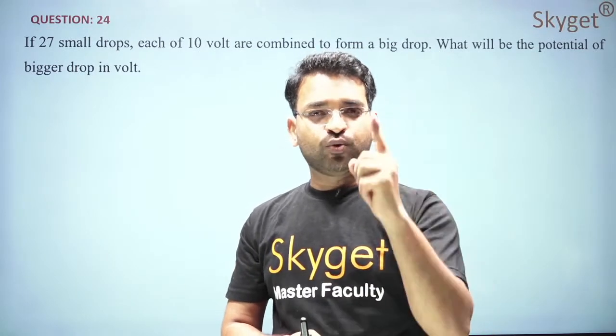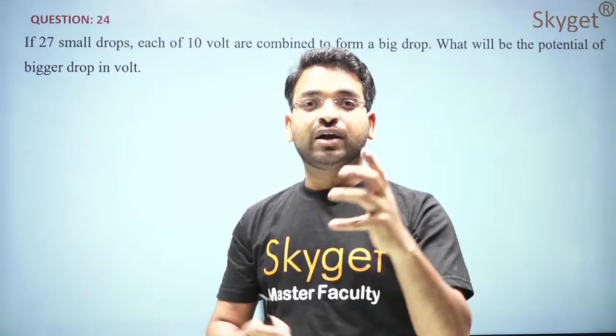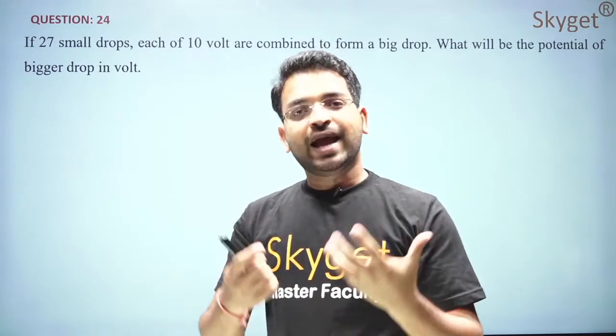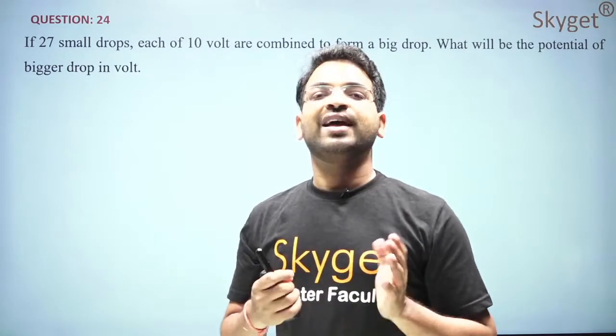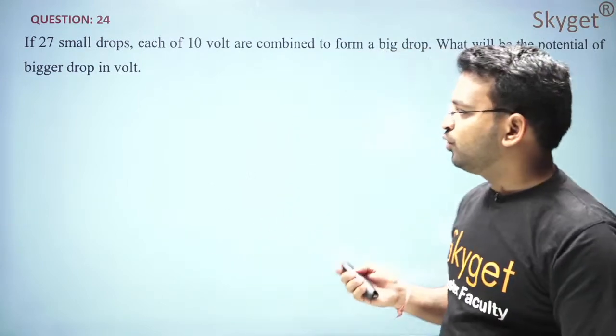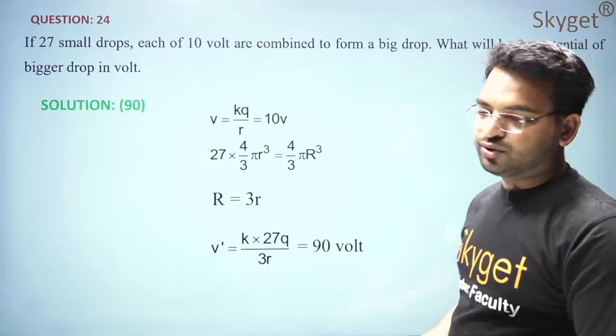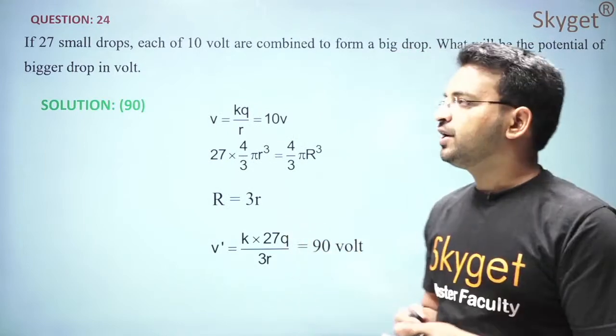Understand? What will be the total charge? 1 drop is coming with 1 coulomb, then 27 drops will come with 27 coulomb. Use the answer, place the value in the numerical and get the answer. Simple logic based. Okay, I hope you understood the logic. So this is the solution which you can refer to get your answers.